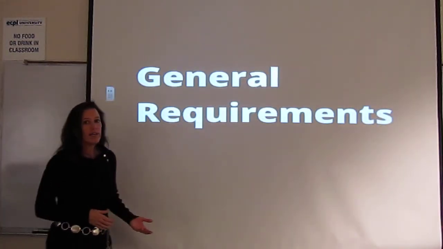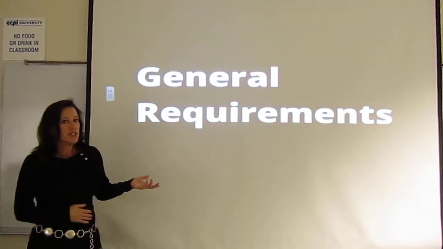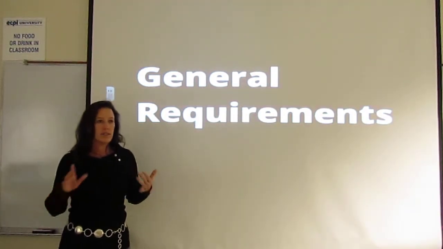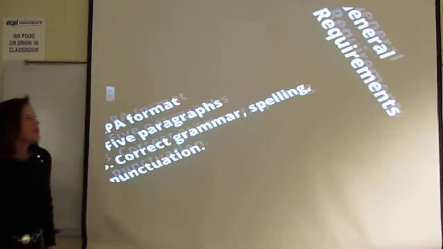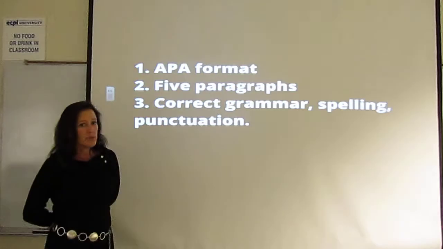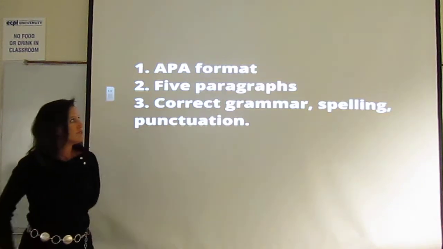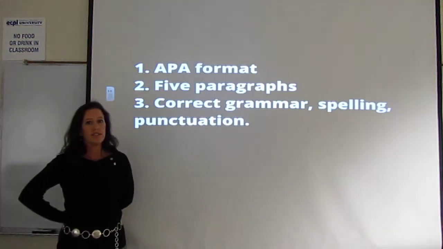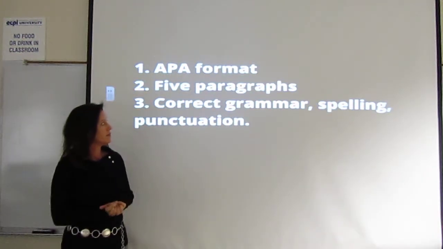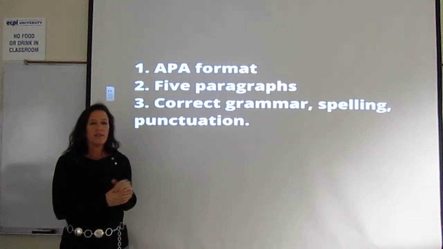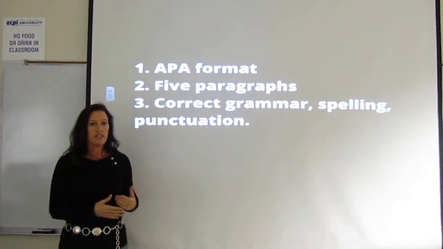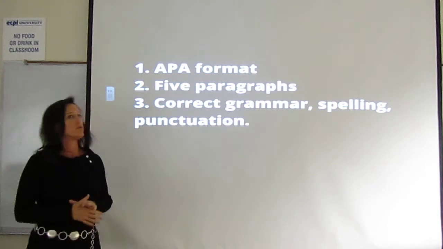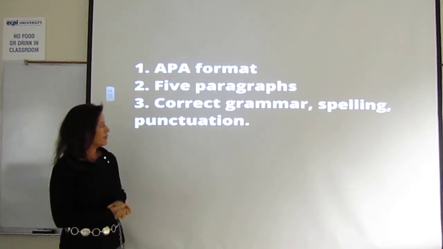All right, for our paper, we are going to start with the general requirements, which are just like your other ones. This paper is going to be in APA format. You do not need to do any research. If you do, however, then we have to talk, because you are going to have to cite that, which I haven't taught you yet, but it's coming. But the APA format that I'm going to be looking for is your title page, the headers, the page numbering. All of that has to happen with all the papers you write here at ECPI.